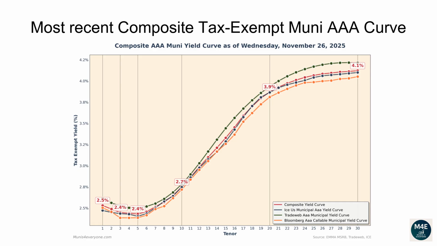The one-year composite tax-exempt yield is 2.53%. The two-year yield is 2.49%. The three-year yield is 2.45%. The 5-year yield is 2.43%. The 10-year yield is 2.75%. The 20-year yield is 3.87%. The 30-year yield is 4.12%.